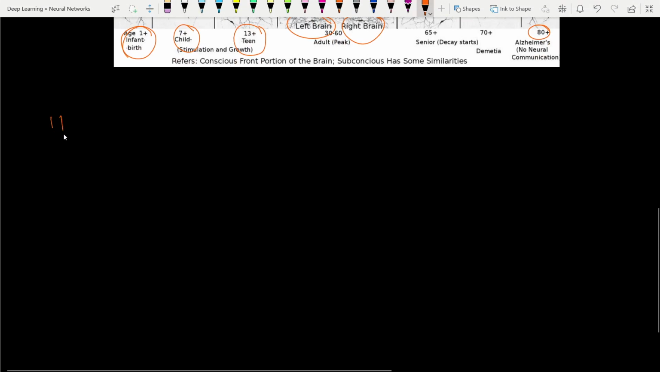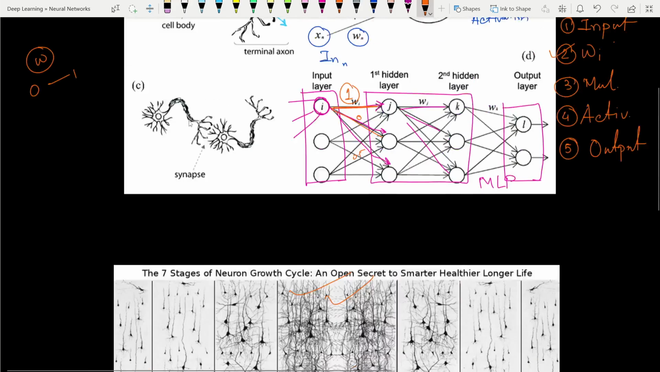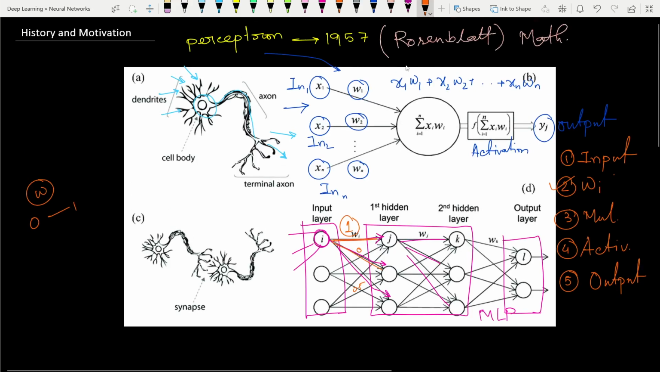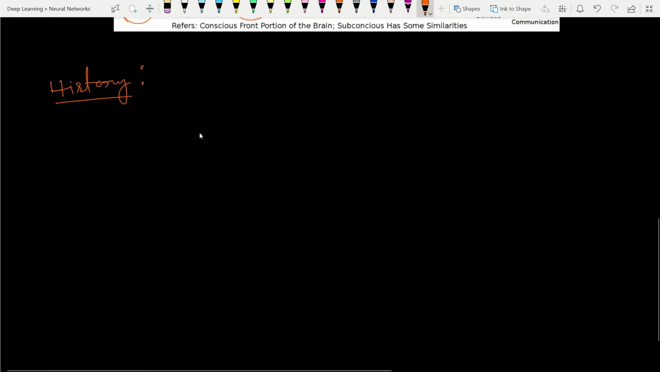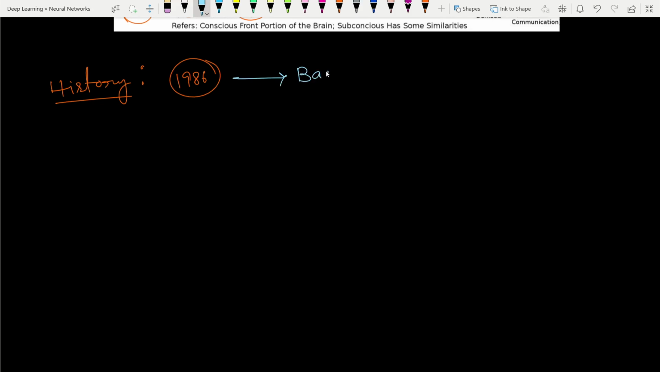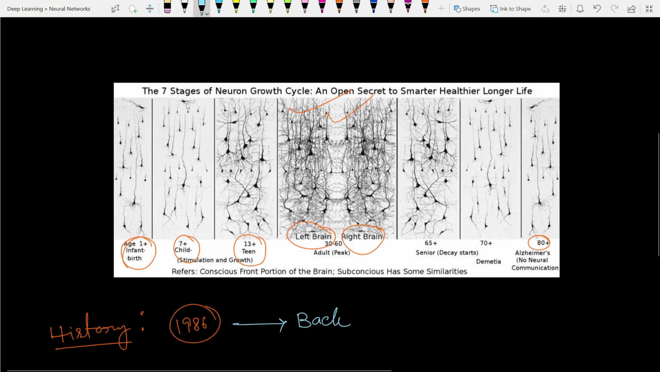What is the history of discovering this kind of thing? First, as we discussed, in 1957 Rosenblatt introduced this concept. Now the main thing here: in 1986, applied mathematicians like Hinton and others developed the concept of backpropagation. As we progress, we will see how important this backpropagation concept is.